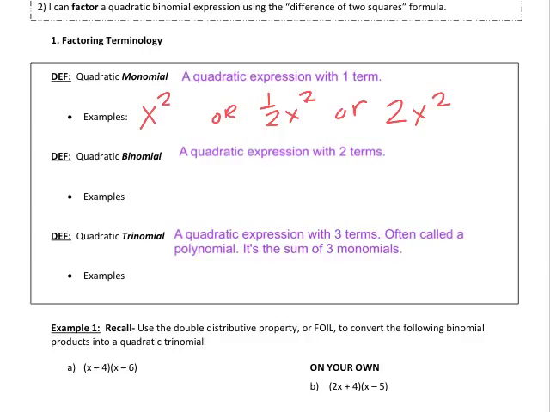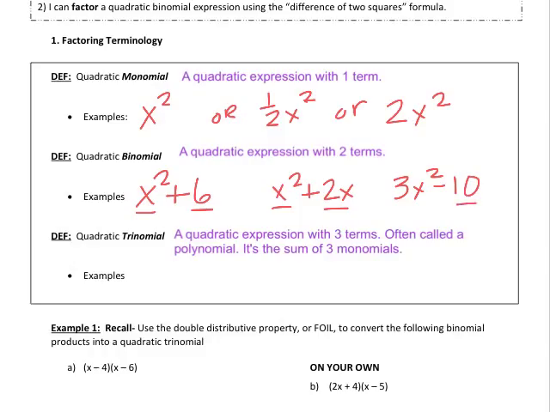All right, and then for the next one, a quadratic binomial is going to be a quadratic expression with two terms. So some examples of that would be, let's say, x squared plus 6 or x squared plus 2x. So it could be that there is a c and an a, but no b term. There could be an a term and a b term, but no c term. We could also have something like this, 3x squared minus 10, which is still two terms, no b term there, just a c. This time they were subtracting. That's the only difference there. Another example, 1/2 x squared minus 7x. So those are all called binomials.